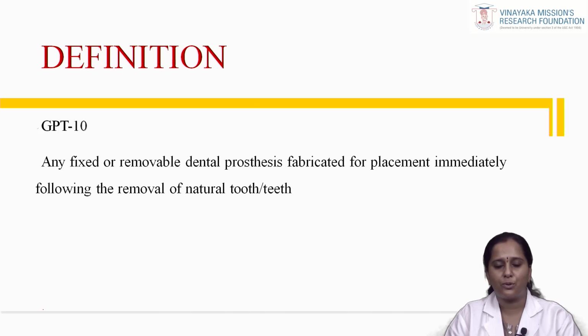According to the Glossary of Prosthodontic Terms, 10th edition, an immediate denture is defined as any fixed or removable dental prosthesis fabricated for placement immediately following the removal of natural tooth or teeth. So this definition depicts that an immediate denture can be delivered for a single tooth, multiple teeth, or complete denture patients. It can be done for both kinds of restoring the teeth.